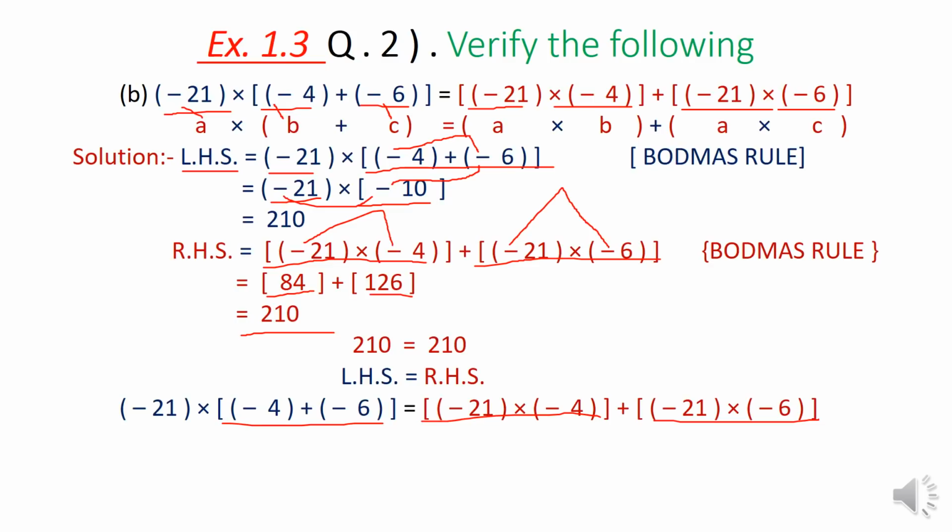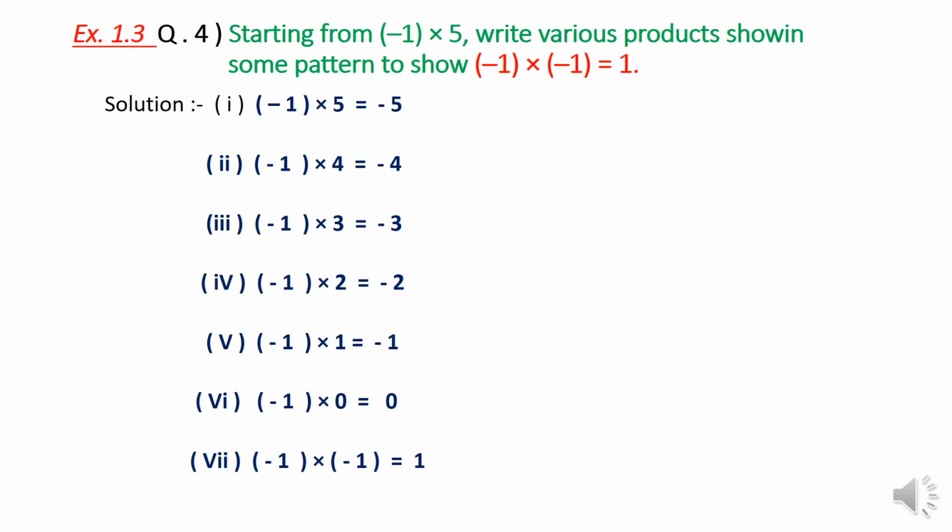Now let us consider the next question from exercise 1.3, question number 4. Starting from minus 1 multiplied by 5, write various products showing some patterns. So we have to show some patterns to show minus 1 multiplied by minus 1 is equal to 1. That means we have to prove that the product of two negative integers is always a positive integer. So here 1 is positive.